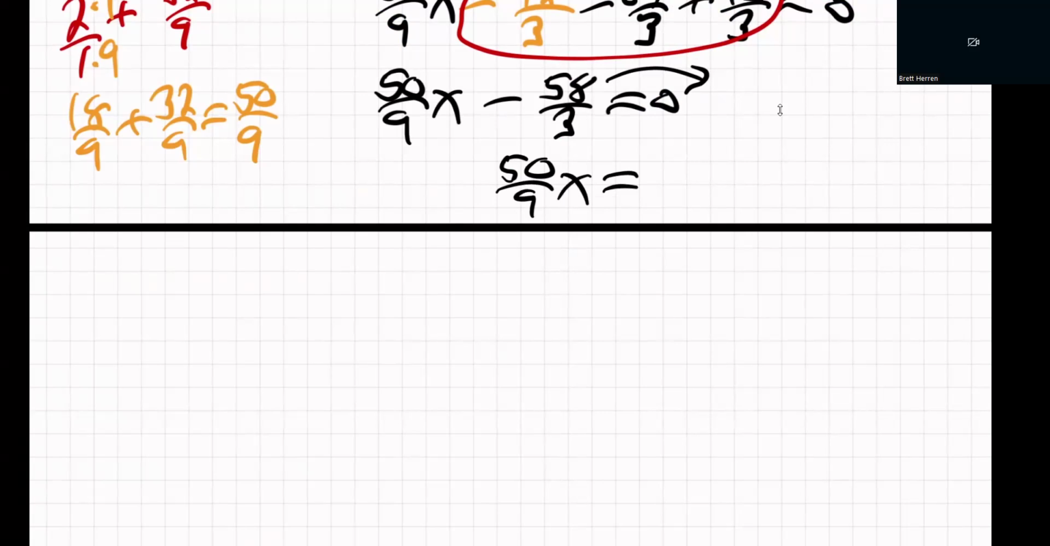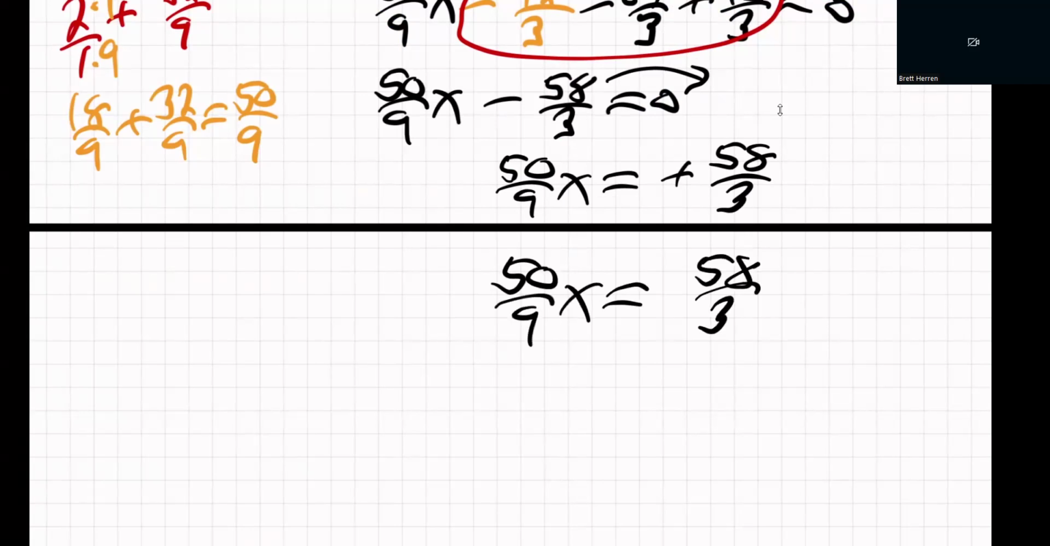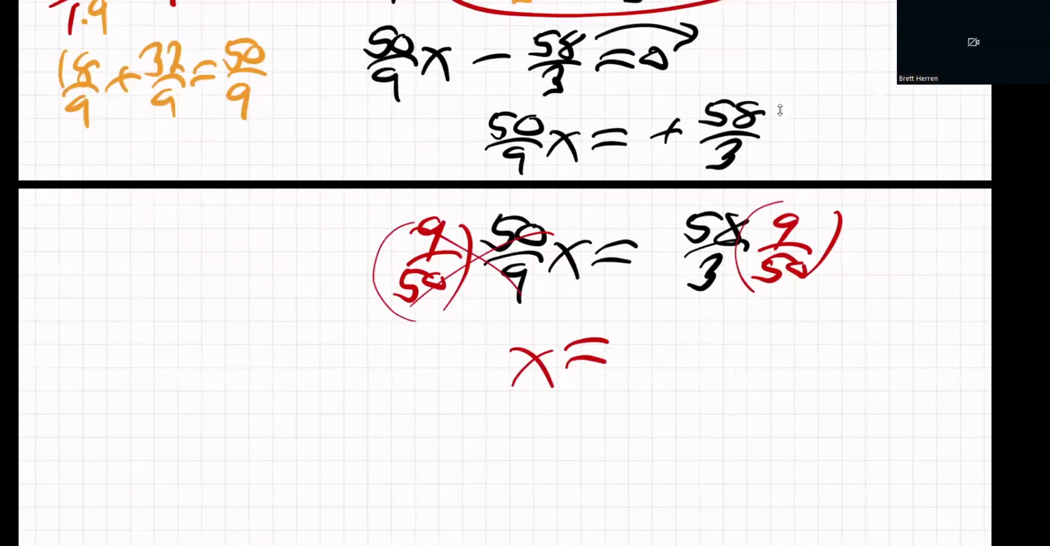2 over 9x is positive 58 thirds. All these fractions, huh? Let me show you how to do this without fractions. Probably I should have done that earlier. Times 9/50ths on both sides to finish getting x alone. Zip, zip. So what do we got?